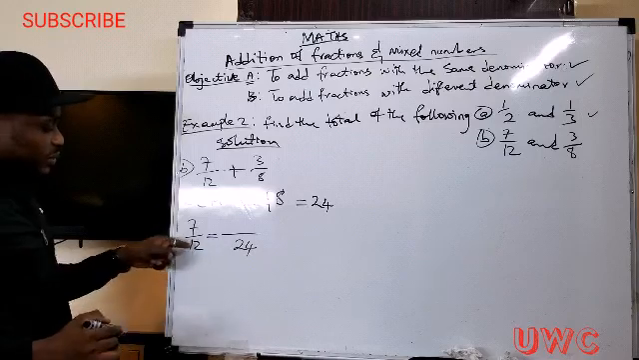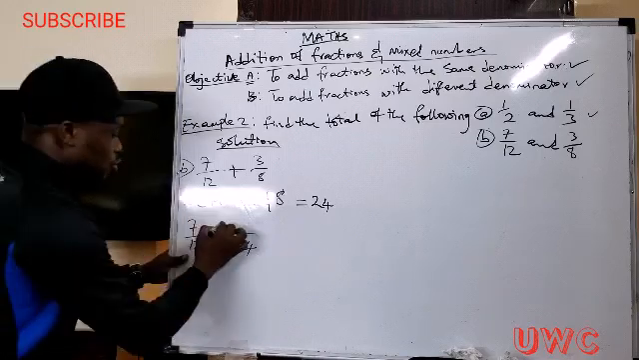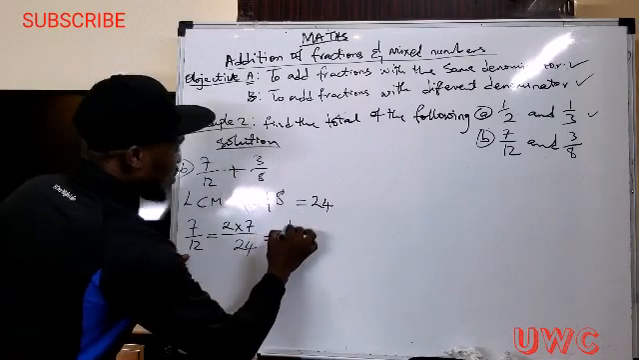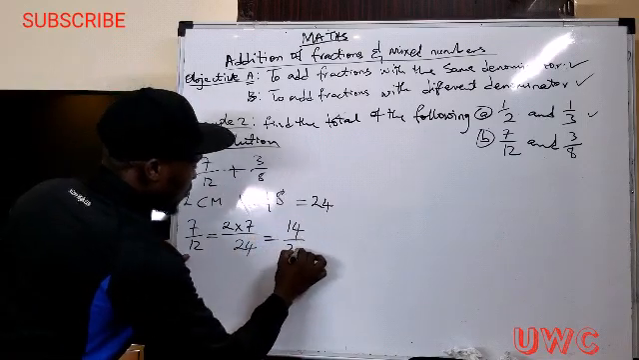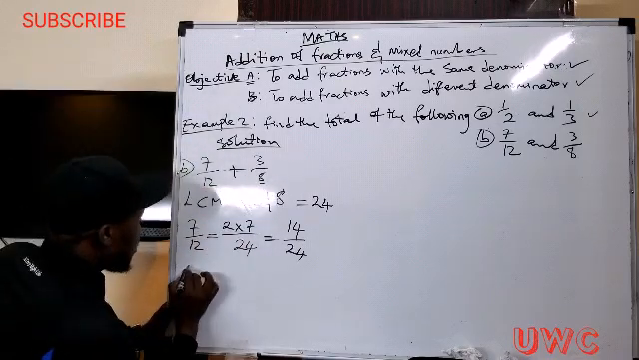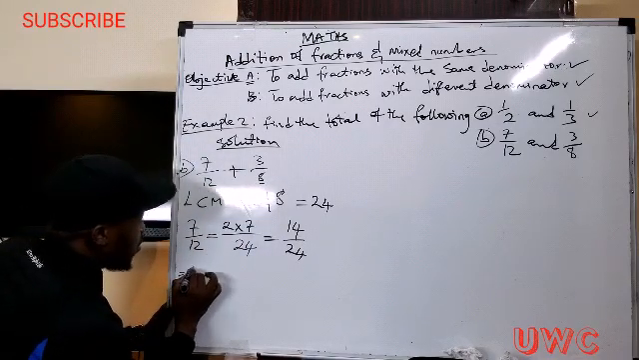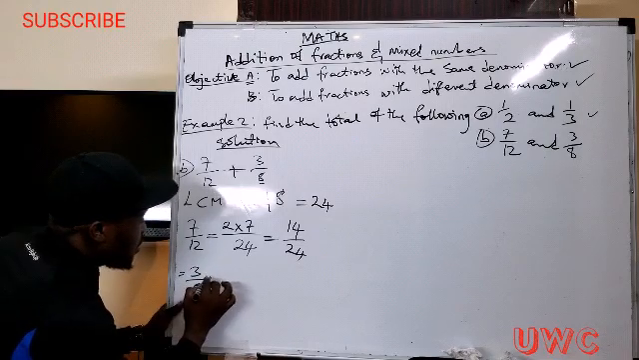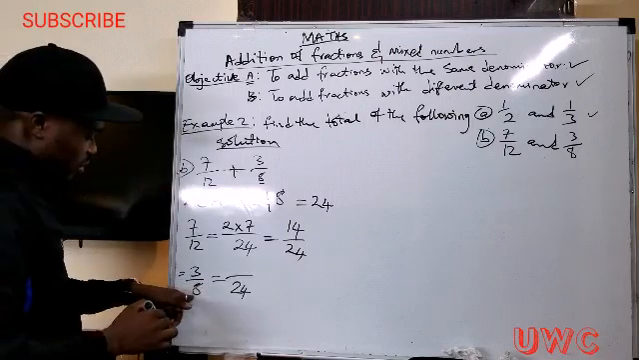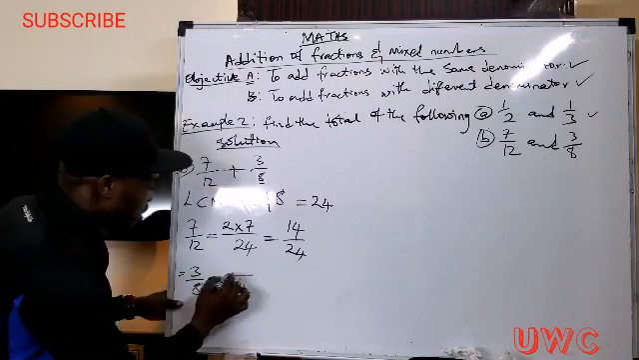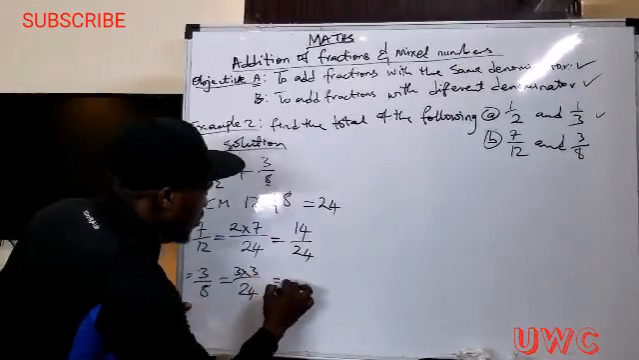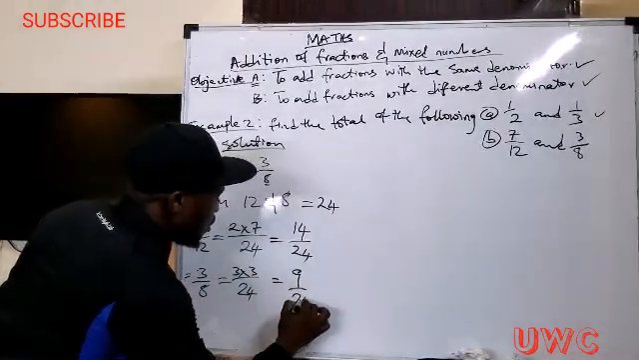7/12, which is equal to, the LCM is 24. 24 divided by 12 will give us 2. 2 multiplied by 7 is 14/24. We'll take the second one, that is 3/8. 24 divided by 8 will give us 3. 3 multiplied by 3 will give us 9/24.